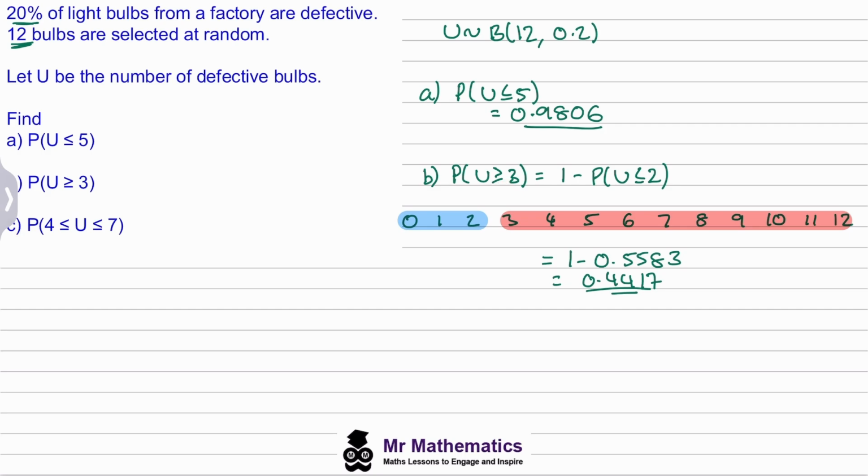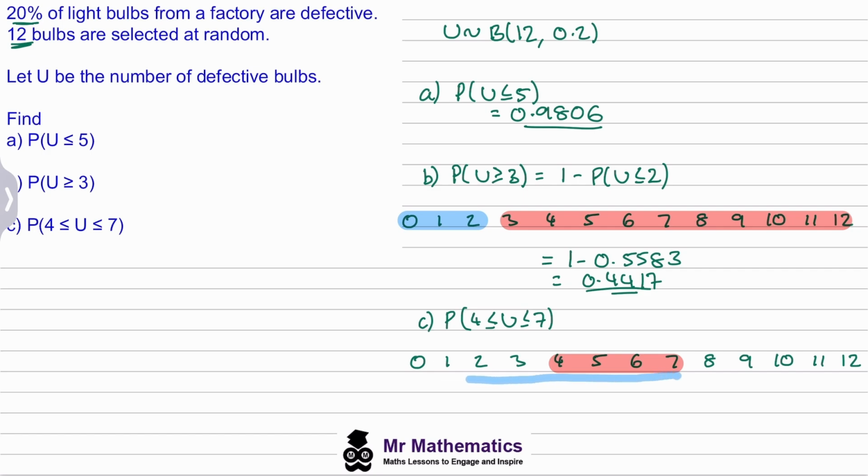And then for question C, the probability of U being less than or equal to 7, but greater than or equal to 4. Again, if we look at the 12 trials, now we want all the outcomes that are less than or equal to 7, but greater than or equal to 4. So these outcomes here. So if we work out less than or equal to 7, which is all of these, and then take away less than or equal to 3, we'll get this probability. So this will be the probability of U being less than or equal to 7 minus the probability of U being less than or equal to 3.